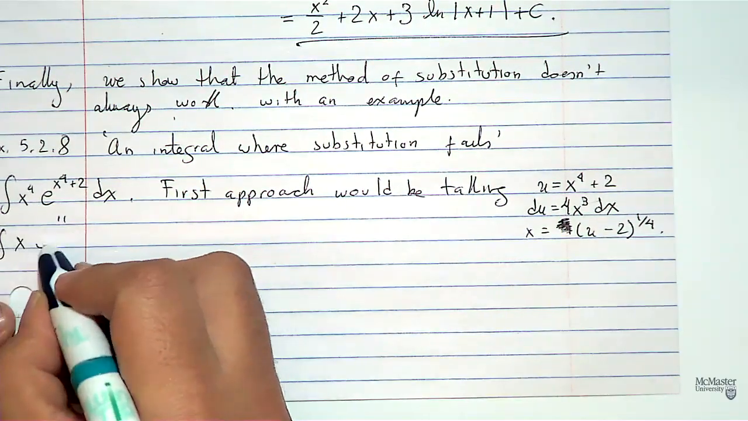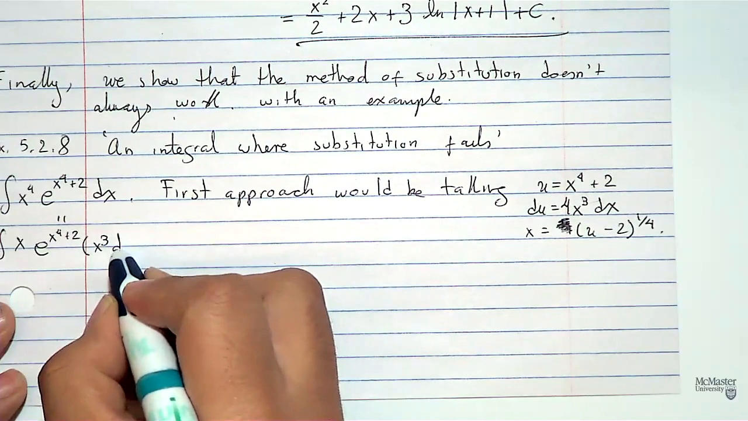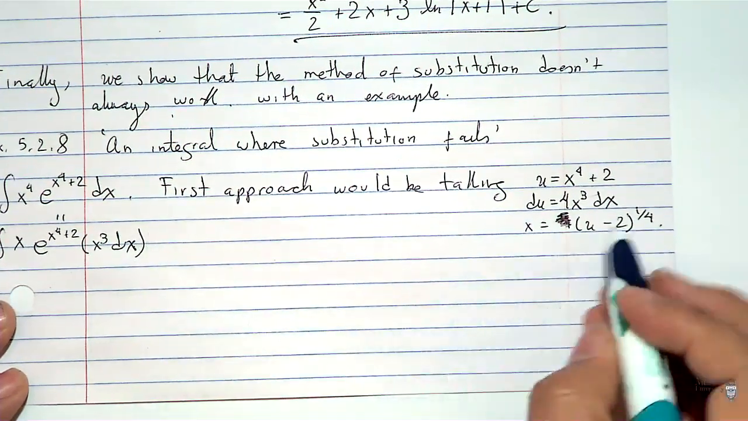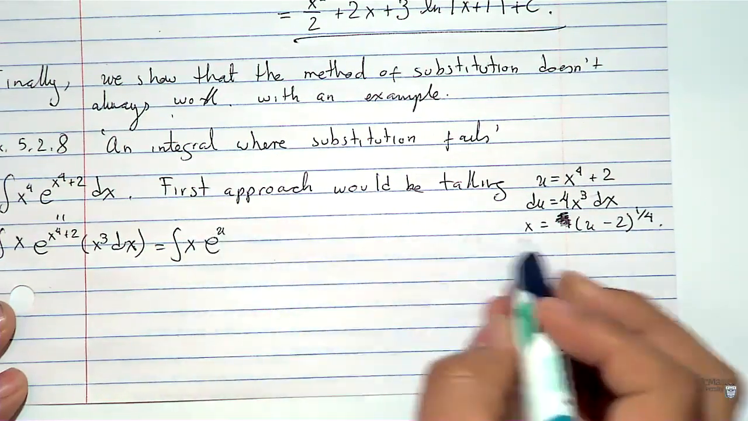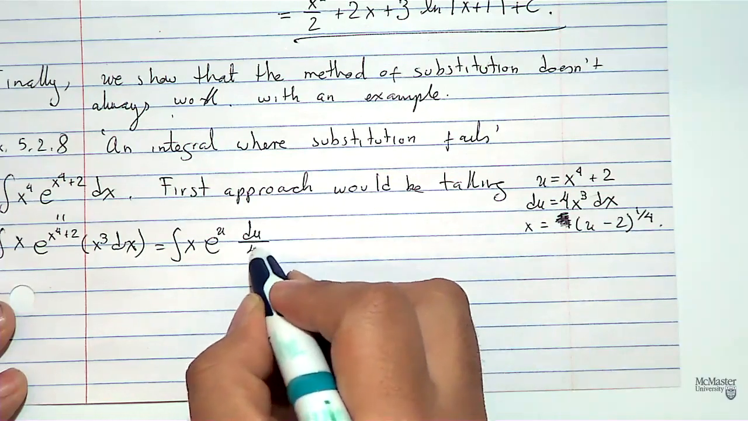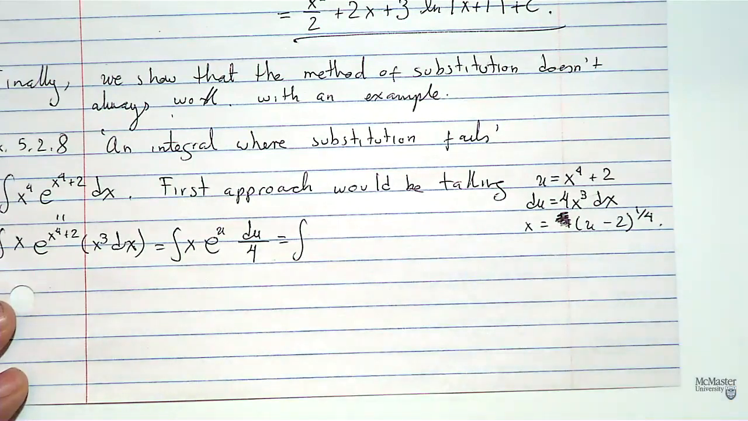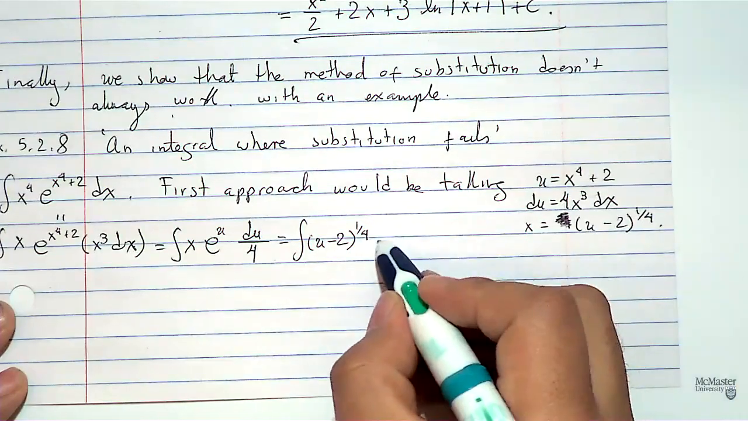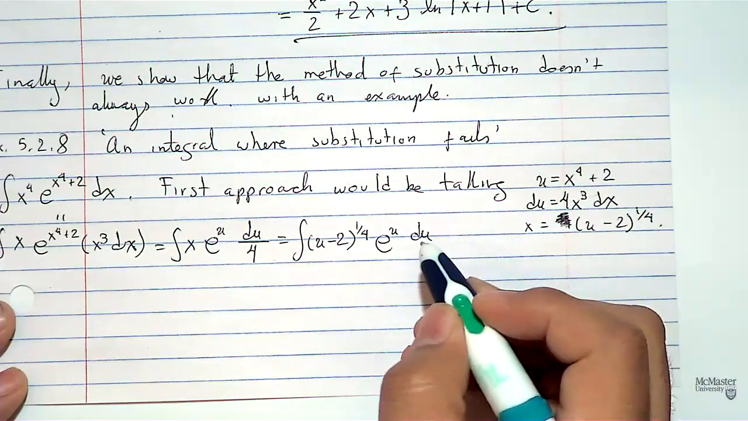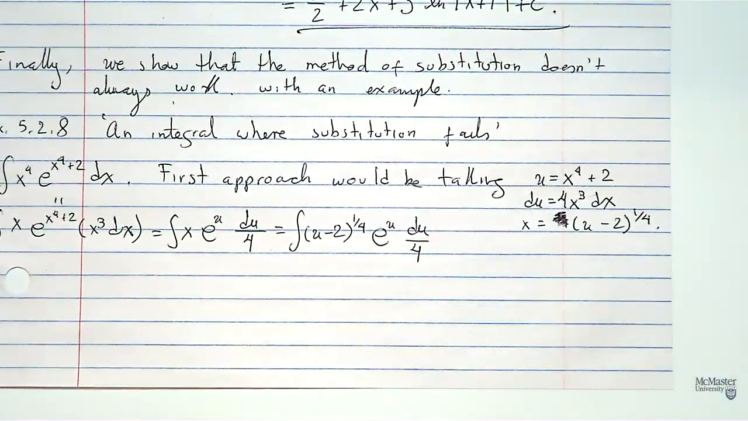So if I keep track of this, this is equal to x times e to the x to the fourth plus 2 times a factor x cubed dx, which is not chosen accidentally. Because if I keep track of this, this is equal to x, then e to the u, then this is equal to du over 4. But now I plug back in to have everything in terms of u. This would be equal to u minus 2 to the 1/4 times e to the u du. And let's keep the factor of 4 over here. But it's clear that before, where I had x cubed, it was easier; this factor did not appear.